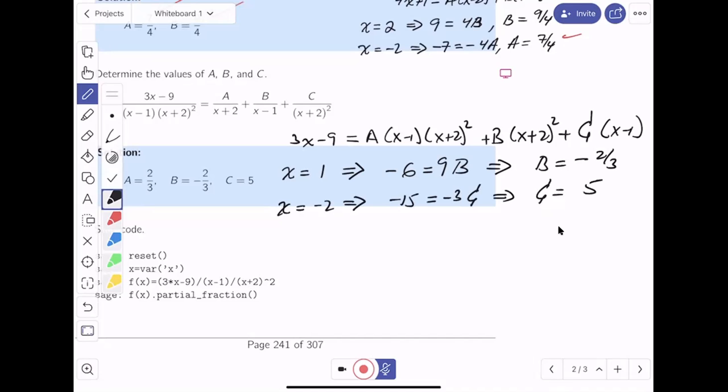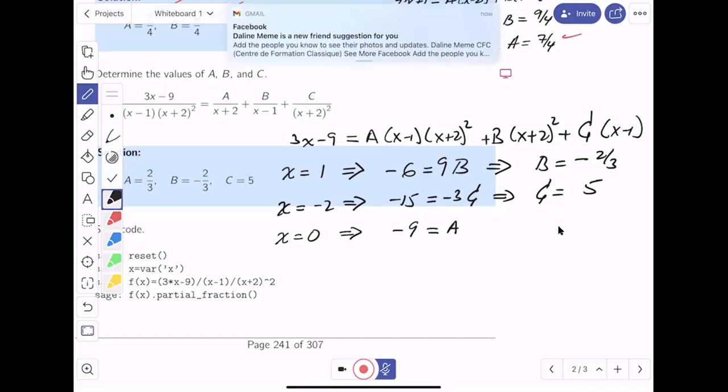I think I've exhausted really easy numbers. I'm going to pick x to be 0 now. What do you get over here? Minus 9. And now I know what b and c are, but I don't know a. So I'll put this over here. And what do I get? I get minus 1 times 2 squared, which is 4. So minus 4a, right?